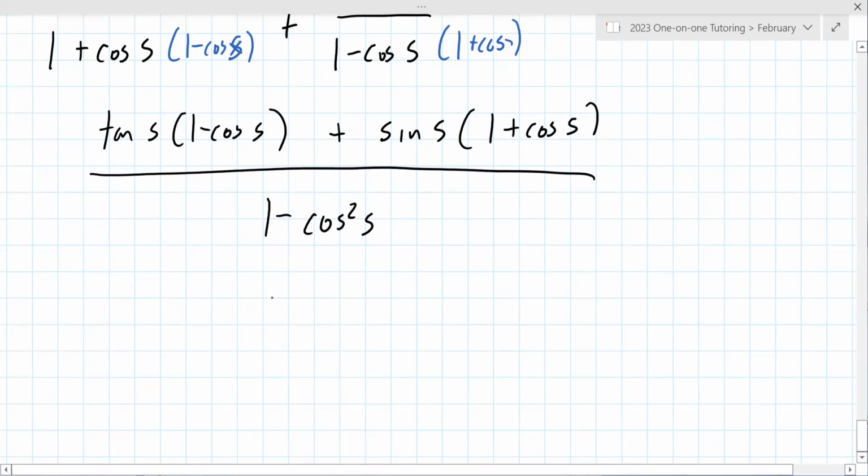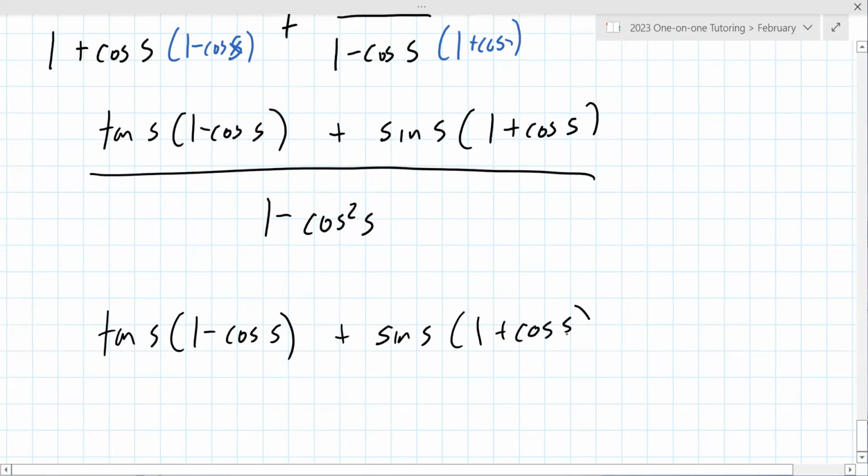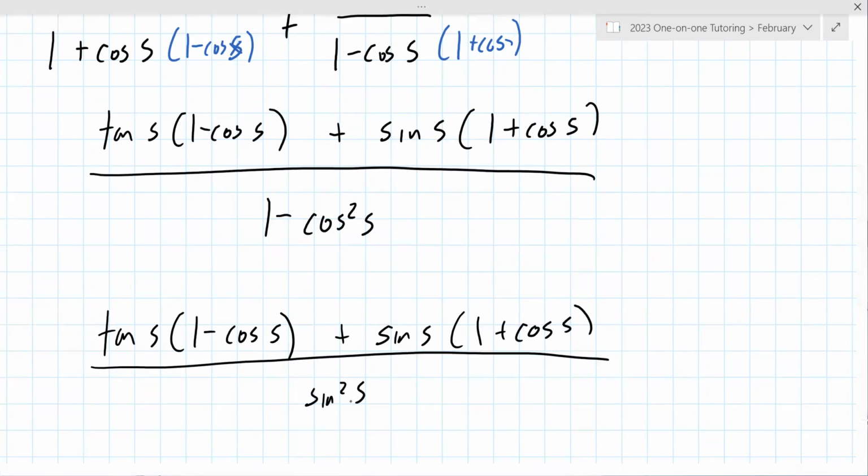Okay. So this is really a common thing to do. It's not a strategy, but it is something you do in a lot of these problems. So this bottom becomes sine squared s. Anything now stand out to you? You know, let me finish this real quick. Sure. Yeah, no, it takes a while to write down.